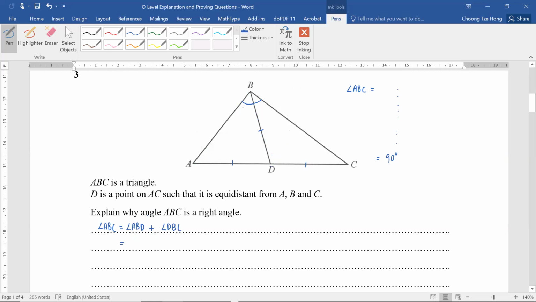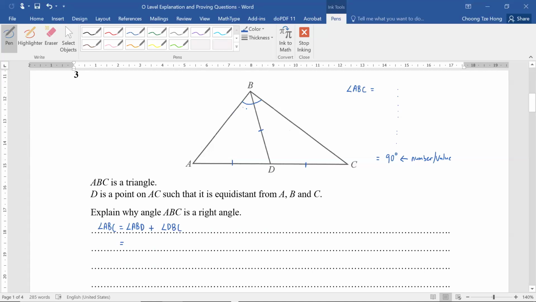Then from here, how can we proceed to show that it's 90? You can see that 90 degrees is a number, it's a value. So far we have broken down angle ABC into two smaller angles, but these two angles are not in value form. That means we don't know the value of these two angles. So our objective now would be to try to involve some values or some numbers into the question. How can we do that?